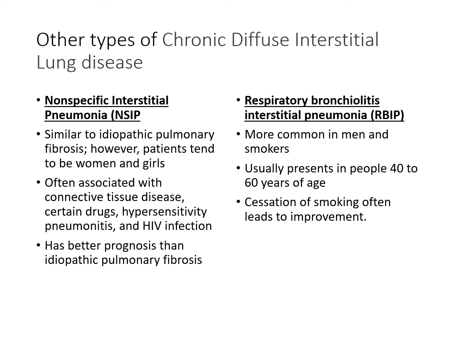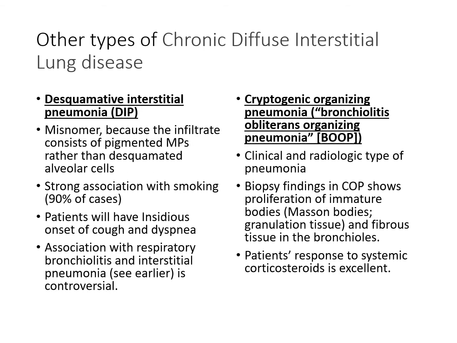The next entity is respiratory bronchiolitis interstitial pneumonia, RBIP. It is more common in men and smokers and is usually present in people around 40 to 60 years of age. Cessation of smoking often leads to improvement of RBIP. Other types of chronic diffuse interstitial lung disease include desquamative interstitial pneumonia and cryptogenic organizing pneumonia.